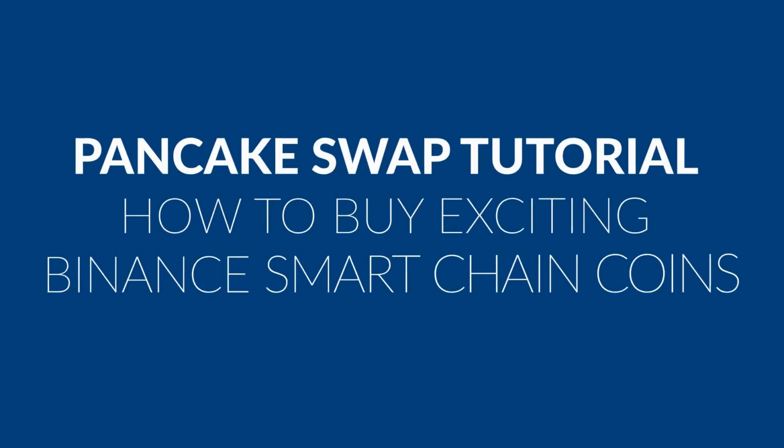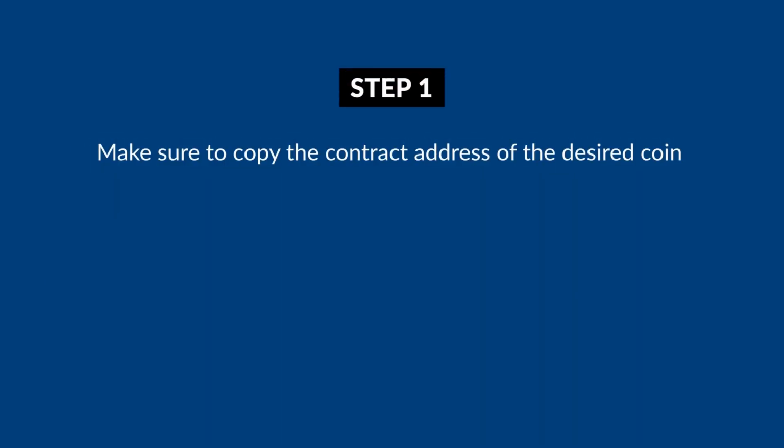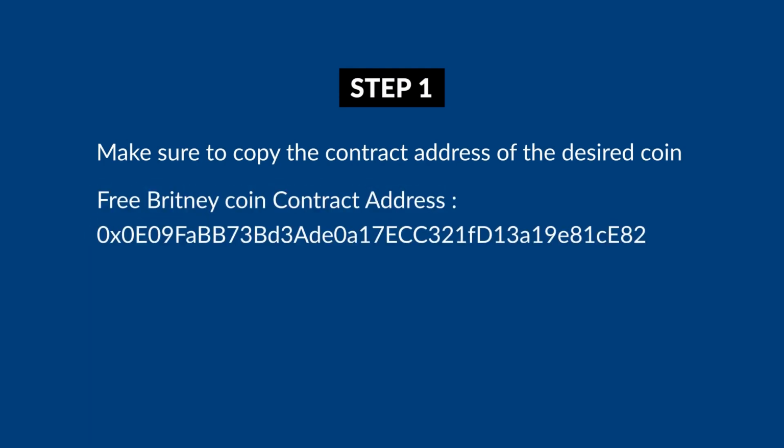PancakeSwap tutorial: how to buy exciting Binance Smart Chain coins. Step 1. Make sure to copy the contract address of the desired coin. For example, here is the contract address for Free Britney coin.